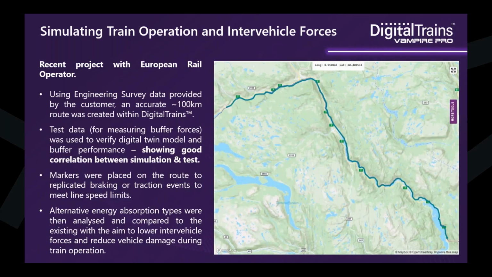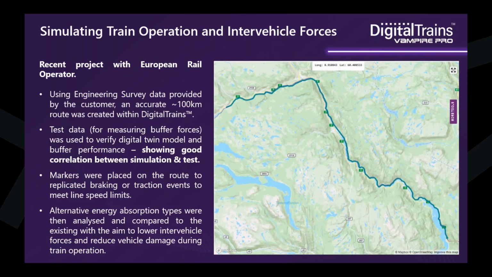And here we're showing an example project where DigitalTrains was worked on with a major European rail operator, and the software was used to massively reduce their annual maintenance and repair costs. Based on data provided by the customer, this 100-kilometer route was created within DigitalTrains. This included all vertical and horizontal profiles plus cant, and was verified through the mapping features within DigitalTrains. Test data supplied by the customer allowed us to verify the digital twin model and buffer performance, and markers were then used to replicate where the train accelerated and braked to meet the line speed limits.